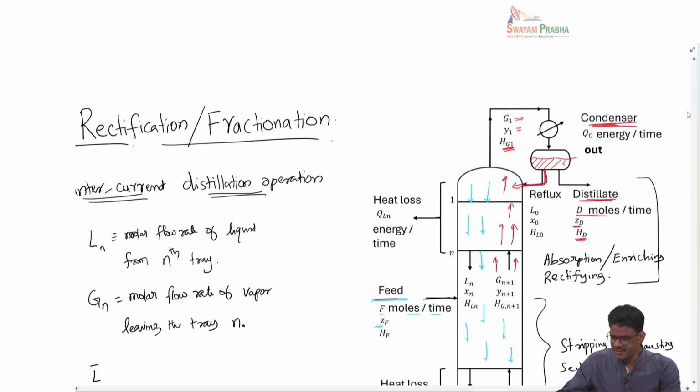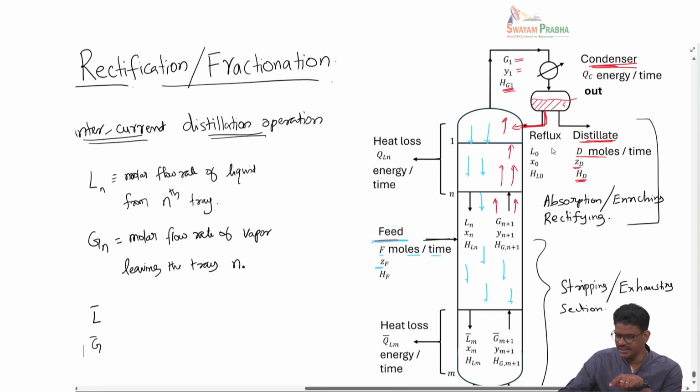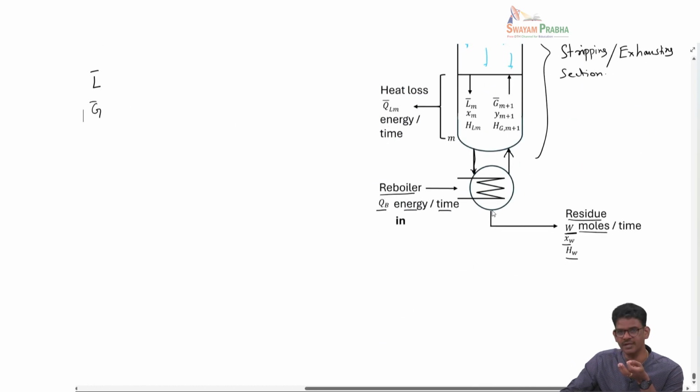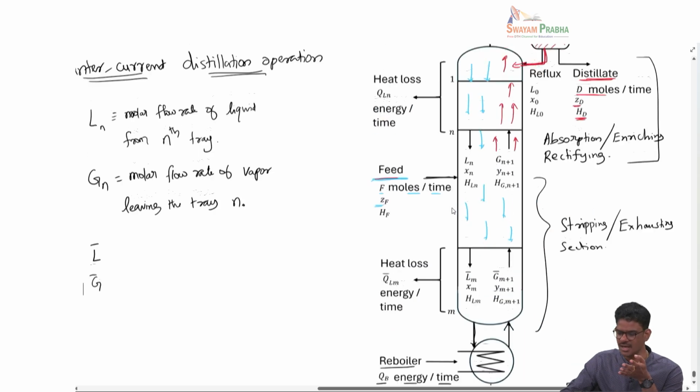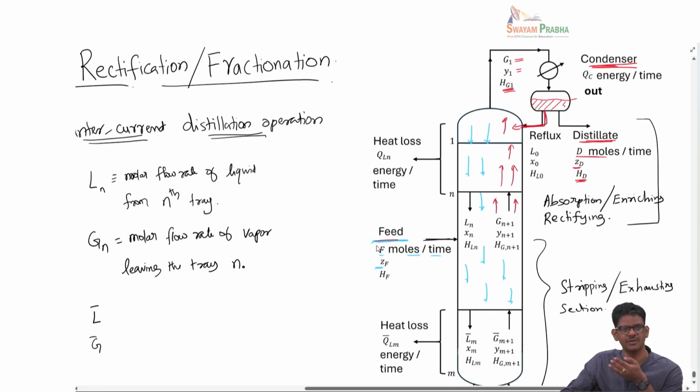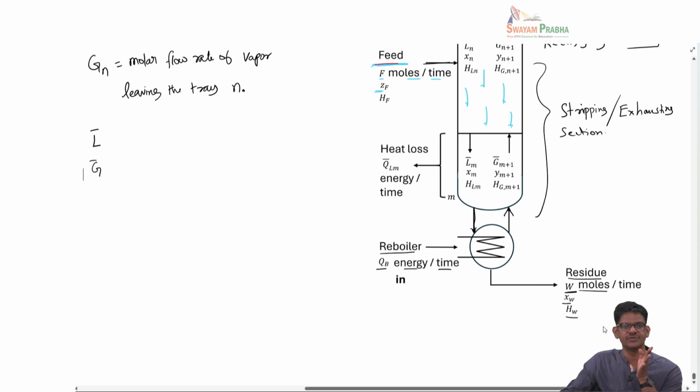And another thing to note here is that I also indicated the heat input and output. In the condenser, we remove heat to the extent of QC, energy per unit time. In the reboiler, we supply heat to the extent of QB, energy per unit time. And then all the streams that are coming in and leaving will have an associated enthalpy term. The feed has an enthalpy, the distillate has an enthalpy, and the residue also has an enthalpy. So this particular operation has to be dealt with along with the material balance. There should also be an energy balance to this.